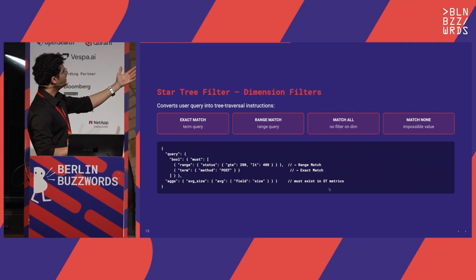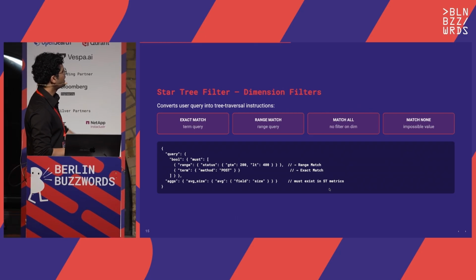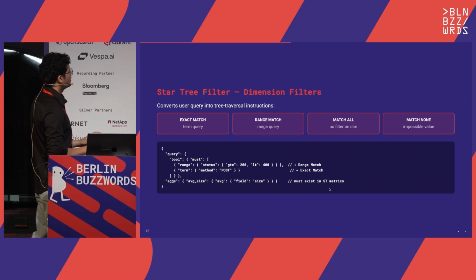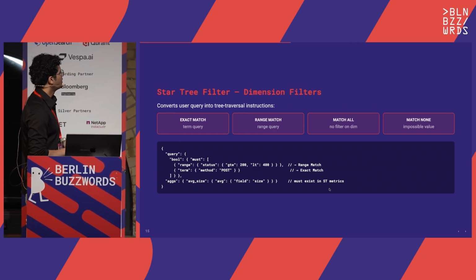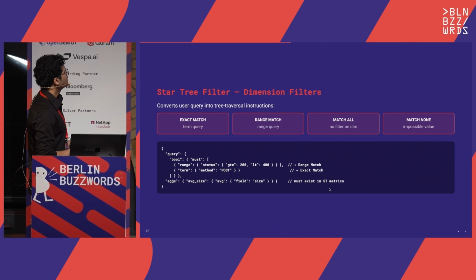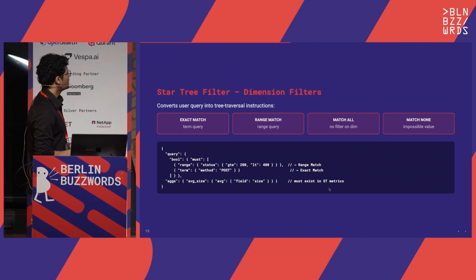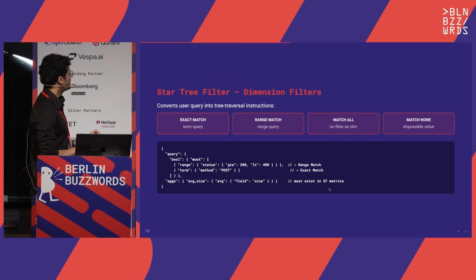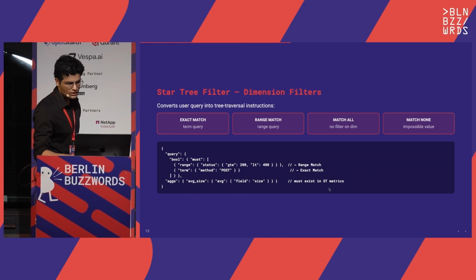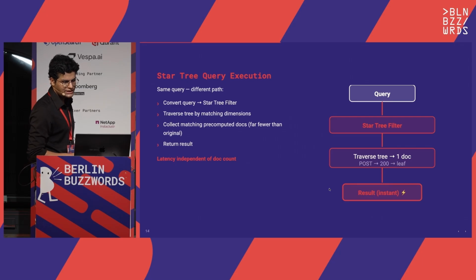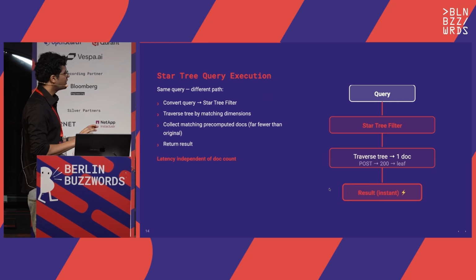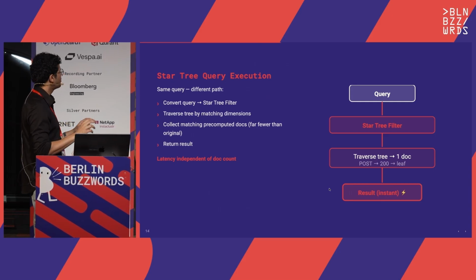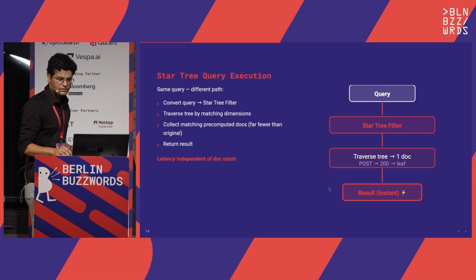Again, if we do not have any filter on a particular dimension, that would translate to a match all query. What that means in terms of star tree is that because there is no filter on the particular dimension, we can directly use the star node. And the last one is the match none filter, which is used when taking the star tree path is not possible. So the main point here is that the latency is independent of the doc count. It only depends on how many dimension combination filters match your star tree filter.